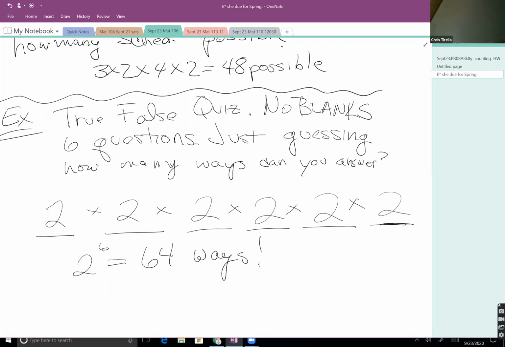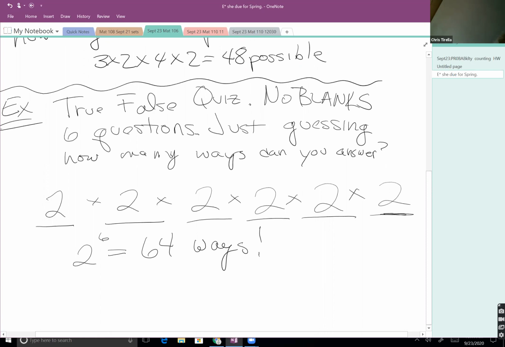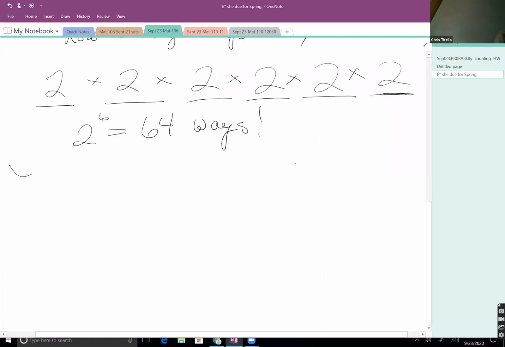A little bit different. It's just multiply. But what you have to realize with something like this is the number of questions is the number of decisions, the number of choices you make. And we have a number of selections for each. So similar yet different question.